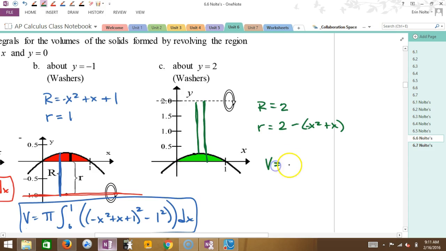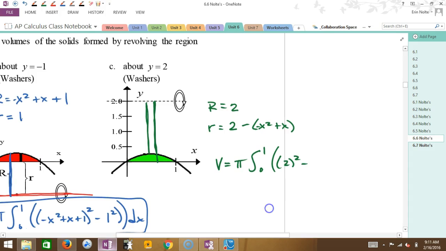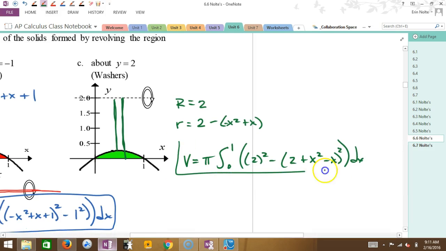All right, so my volume is going to be pi times the integral from 0 to 1 of my big R squared, so 2 squared, minus my little r squared. I'm going to go ahead and distribute the negative through because it just makes me feel better to have a little bit less parentheses involved. So I'm going to say plus x squared minus x and square that, dx. You don't have to, though, if we're just setting up. Good there? That was pretty easy.